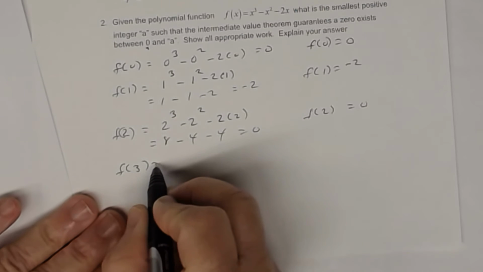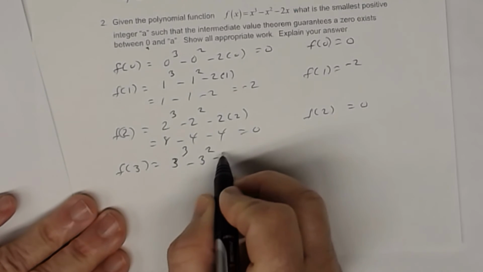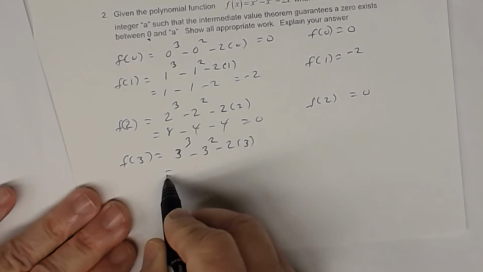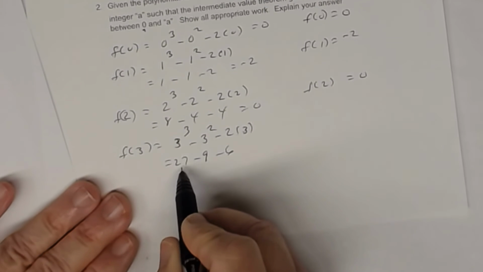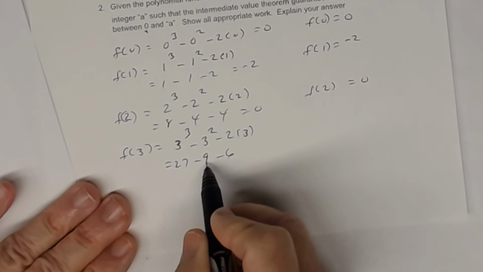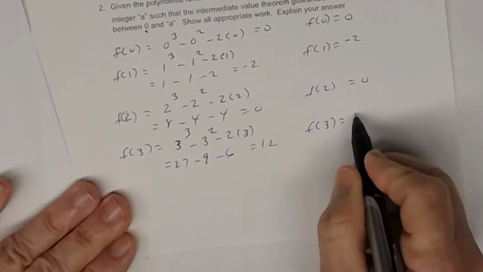So f of 3 would be 3 cubed minus 3 squared minus 2 times 3. 3 cubed is 27. 3 squared is 9. 2 times 3 is 6. 27 minus 9 is 18. 18 minus 6 is 12. And so we found f of 3 to be 12, and that's the one you wanted. So when x is 3, my y value is 12.